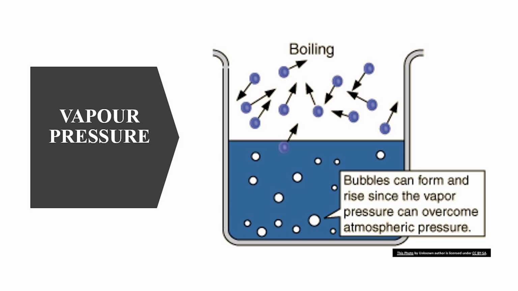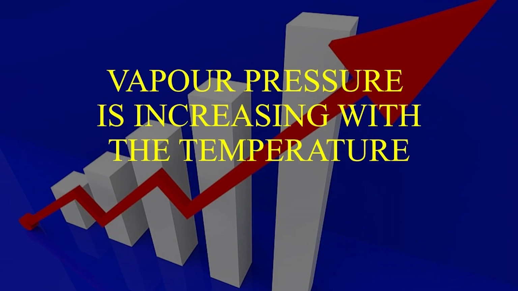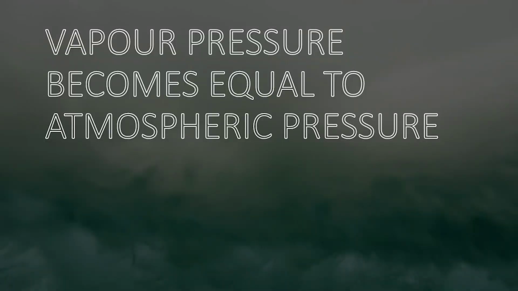Now we shall think about the boiling of liquids. When a liquid starts boiling, have you any idea about it? Yes, it has some relationship with the vapor pressure. So we shall think about the change in vapor pressure. You can see that vapor pressure is increasing with the temperature, and finally a stage is reached where the vapor pressure becomes equal to atmospheric pressure. At this stage, the liquid starts boiling. So what is boiling?